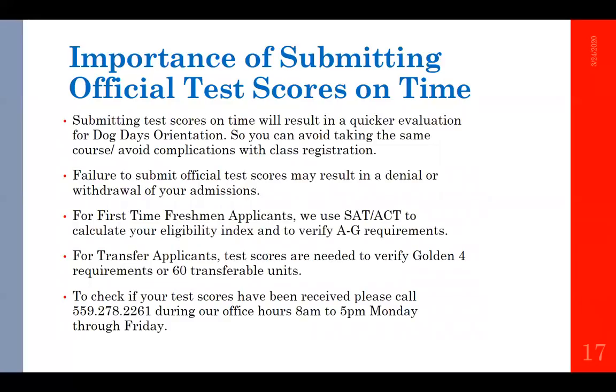Submitting test scores on time will result in a quicker evaluation for Dog Days student orientation, so you can avoid taking the same course and avoid complications with class registration. Failure to submit official test scores may result in a denial or withdrawal of your admission. For first-time freshman applicants, we use SAT or ACT to calculate your eligibility index and to verify A through G requirements. For transfer applicants, test scores are needed to verify Golden 4 requirements or 60 transferable units.